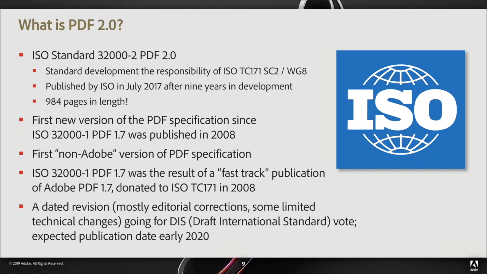It was published in July 2017 after 9 years in development and was 984 pages in length. First new specification since PDF 1.7 was published in 2008, and it's the first non-Adobe version of the PDF specification. Anyone who tells you that PDF is something Adobe, well, we may have created it, but it's now an international standard, and we're now on the second version of it. There's actually going to be a dated revision, mostly editorial corrections, some limited technical changes, going for a vote, and we expect that to be published in early 2020.